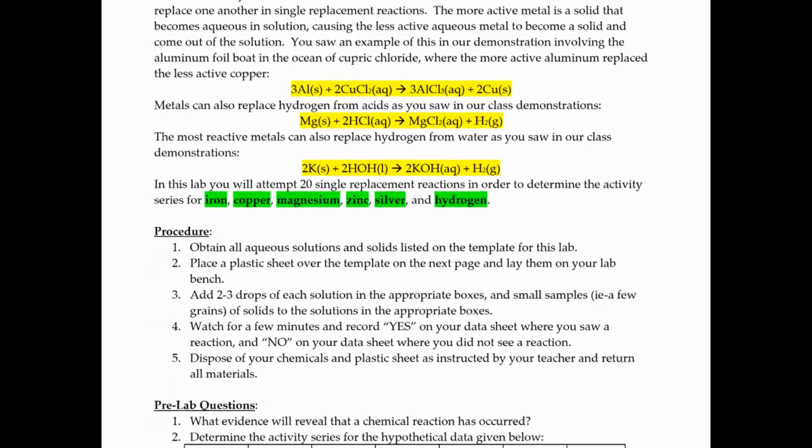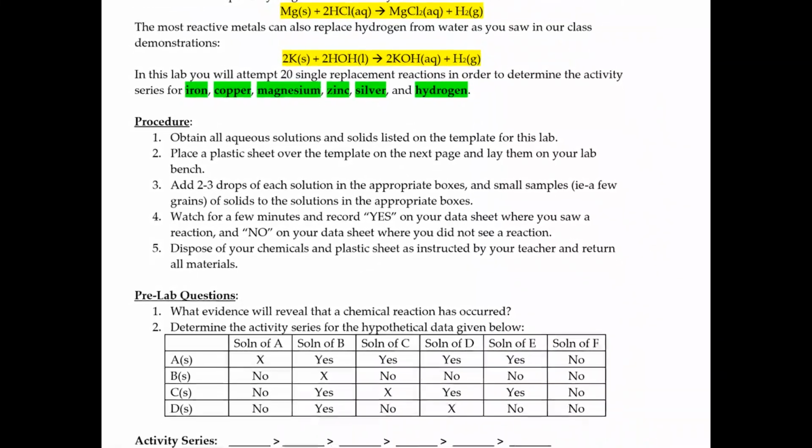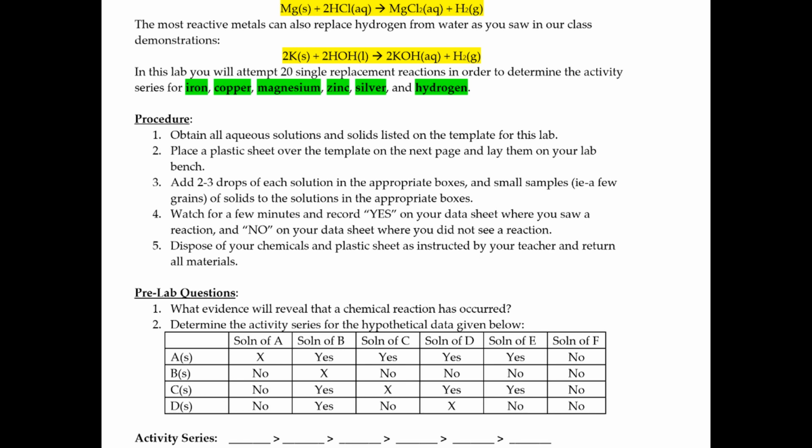Now, if we look down at the bottom of the page, this is going to show you how we're going to figure this out. Okay, on the left side, you see solids. So element A, B, C, and D are all solids. And then here are solutions of A, B, C, D, E, and F, and these would be aqueous. So you could see that the top row is going to be aqueous, and the sides are going to be solids. So what happens is, if you put a solid into an aqueous and it has a yes, that means it reacts, that means the solid kicked out the aqueous.